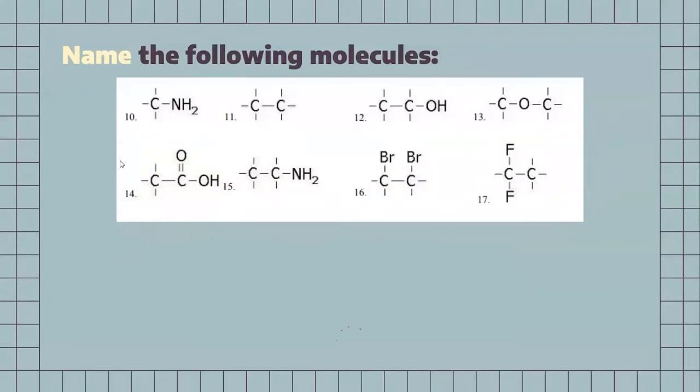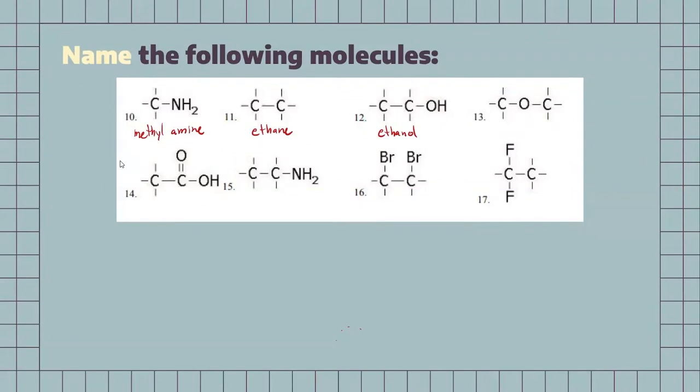Going on to 10, again, just identifying the functional group. That nitrogen with 2 hydrogens, we are going to call that an amine. So we have our methyl, so just combining those two, methylamine. 2 carbons, we know that's going to be ethane. Now that we have our alcohol group, we're going to have to change the ending from ethane to ethanol.